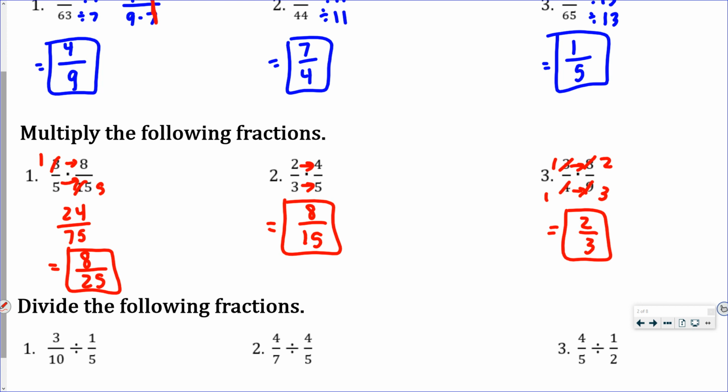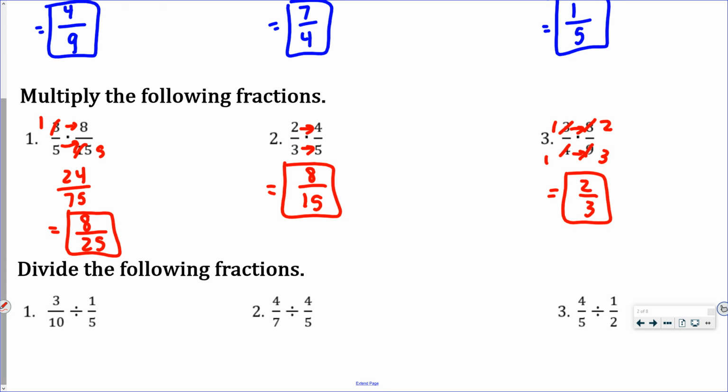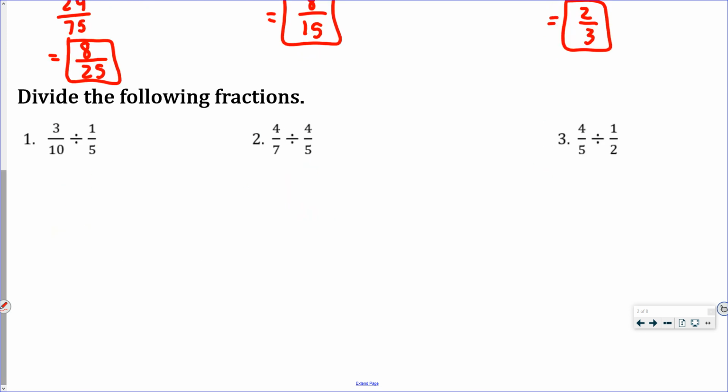Okay, so what we need to remember is to multiply fractions, you multiply straight across. Numerator, numerator, denominator, denominator. What's an easy way to divide fractions? Alex? Multiply by reciprocal. Good. Have you guys ever heard the saying, keep, change, flip? Have you heard that?